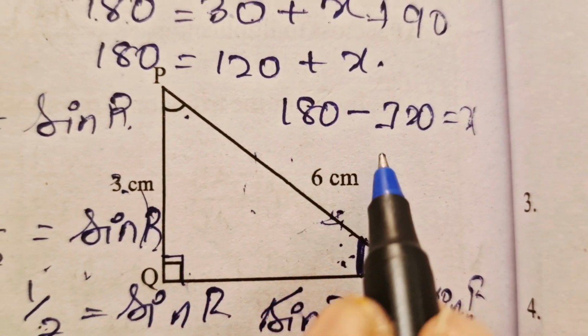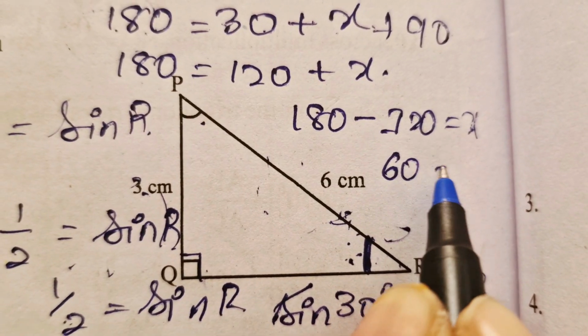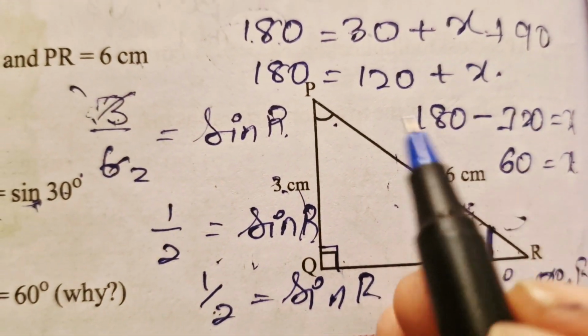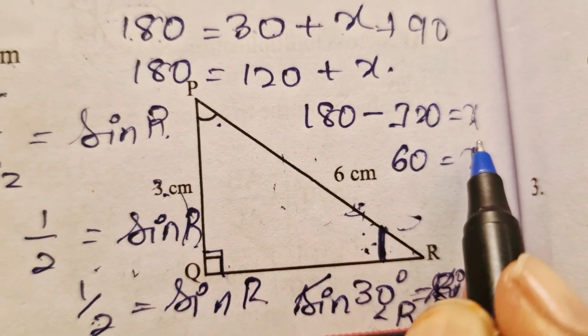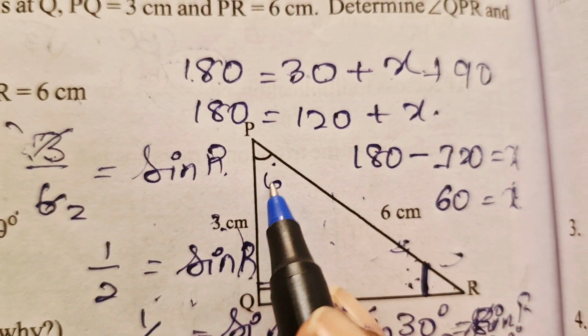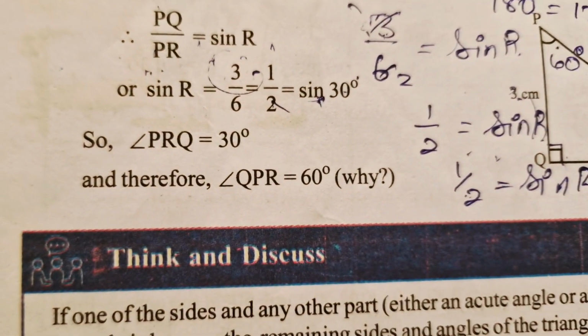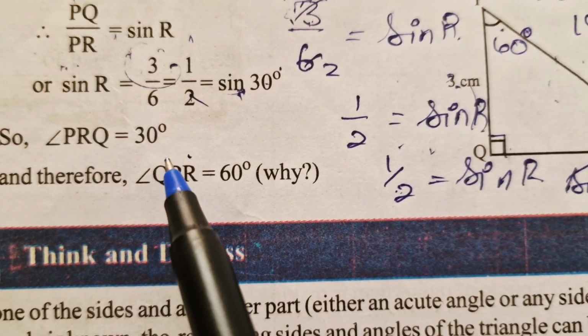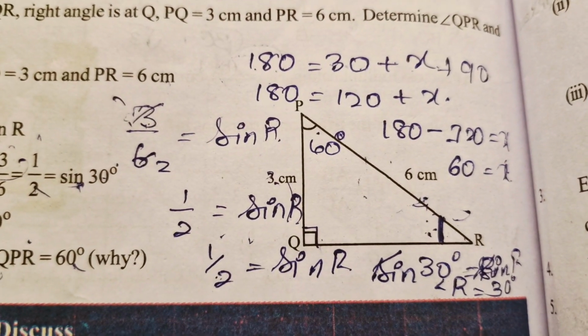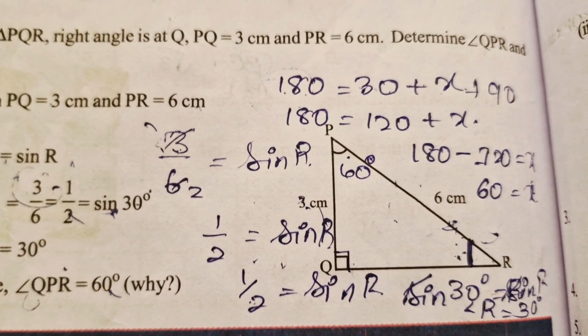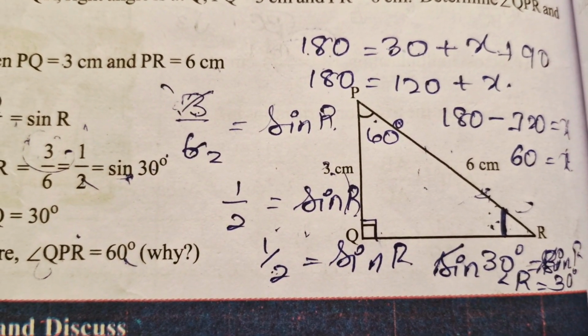So 180 minus 120, which is 60, is equal to X. So angle P, we have assumed this angle P as X. So angle P is 60 degrees. So that's why angle QPR is 60 degrees. Hope you have got this in your mind.